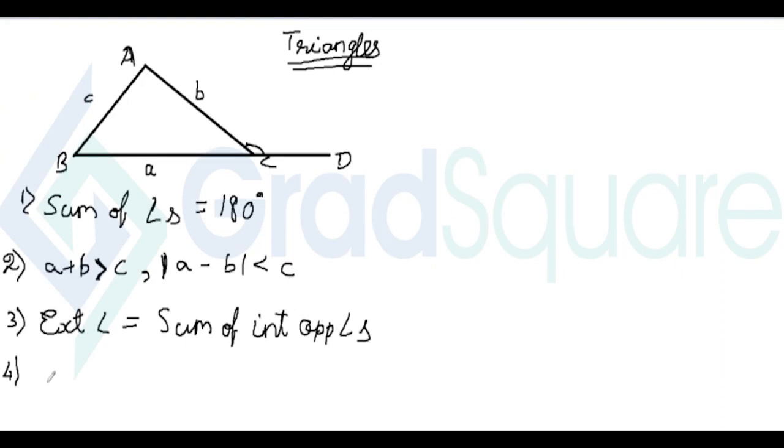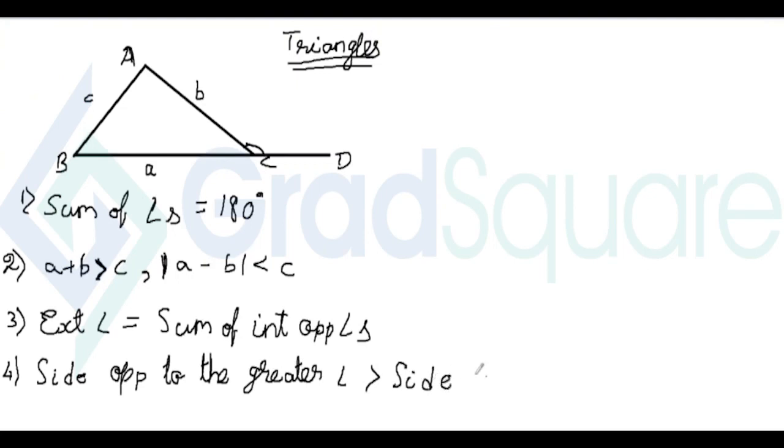And the fourth property, the fourth basic theorem in triangles, is that the side opposite to the greater angle will be greater than the side which is opposite to the lesser angle.